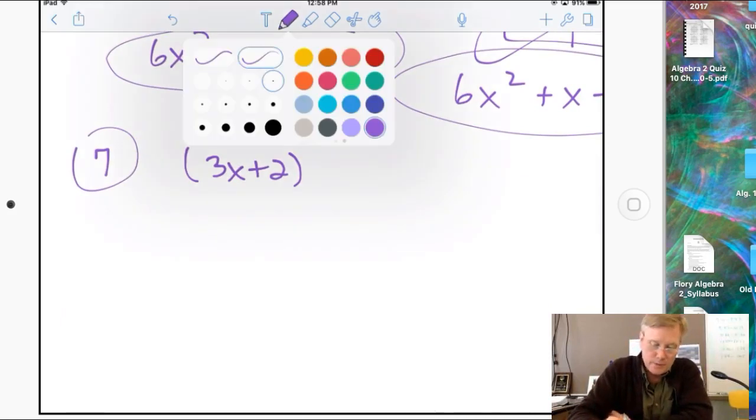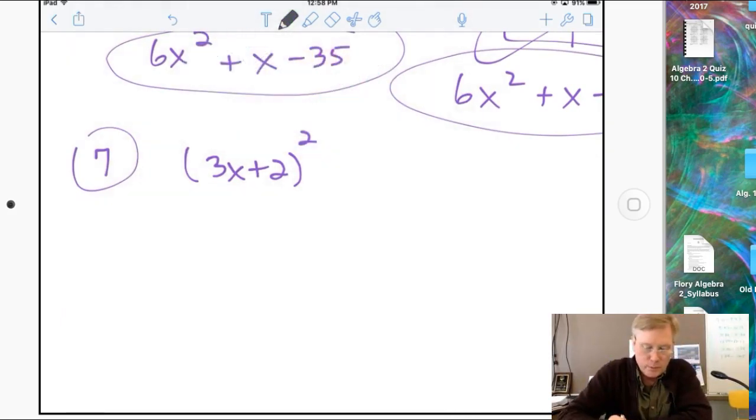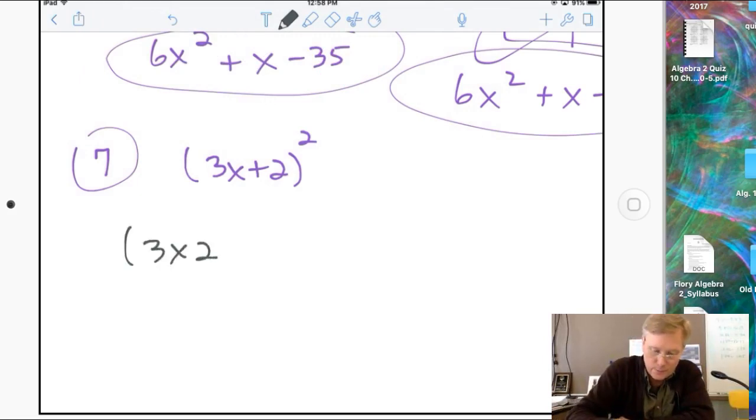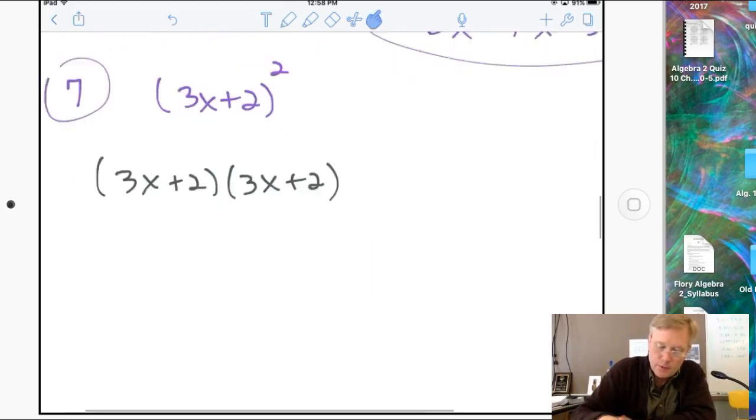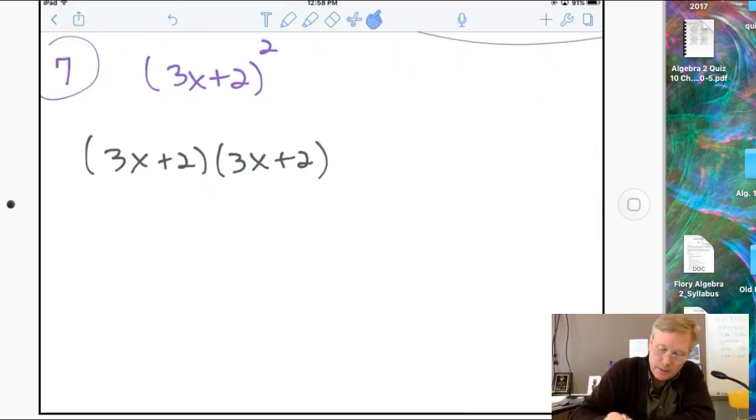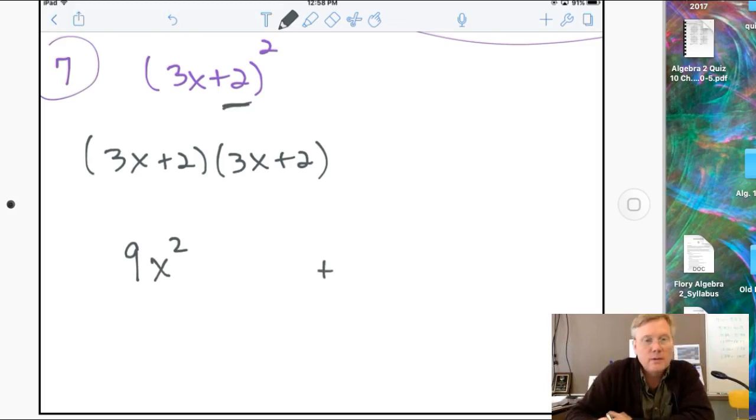So you could do it a couple ways. If you just remember that this is really 3x plus 2 times 3x plus 2, all right? You'd think it would be 9x plus 4, but it's not. In this case, if I foiled it out, or I showed you that shortcut where you square the front term, 3 times 3 is 9. x times x is x squared. And then the last term over here, take the last term and square it. 2 times 2 is 4.